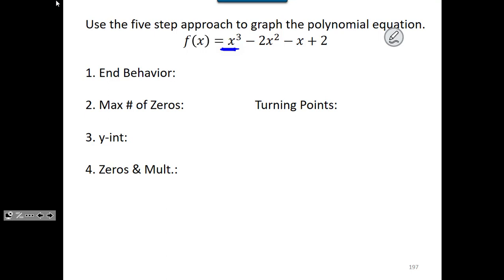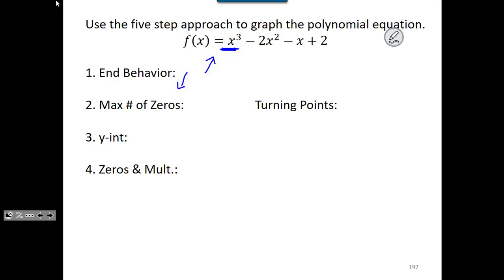So I have an odd exponent, the third power. My coefficient in front of x to the third is a positive 1. So I have a positive coefficient and a power that is odd. Using that leading coefficient test tells me immediately that it goes down as I move to the left and it goes up as I move to the right. So that's one piece of information I can hold on to, and we'll need it eventually to draw this graph.